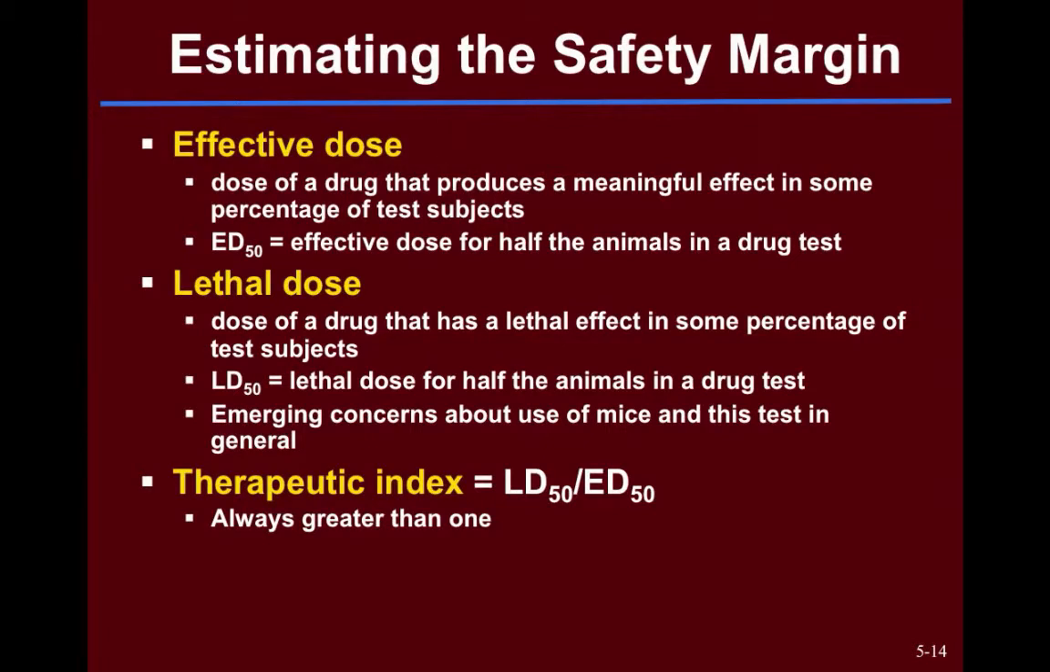So then we're going to talk last about something called the therapeutic index. So the therapeutic index is the LD50 divided by the ED50. So we're going to take that dose that kills half the animals in the test, and then we're going to divide it by the dose that is effective for half of animals in the drug test. And we end up with this statistic called the therapeutic index. And then based on the math involved, this statistic is always going to be greater than 1. So these are the numbers that we use to calculate what we call the safety margin for a new drug that is being released to the market.